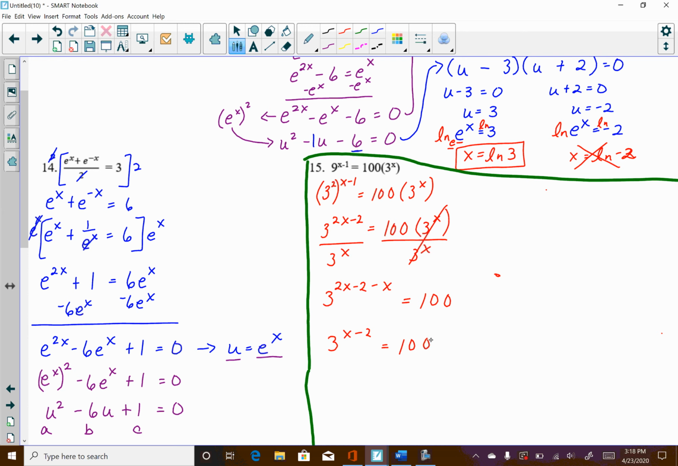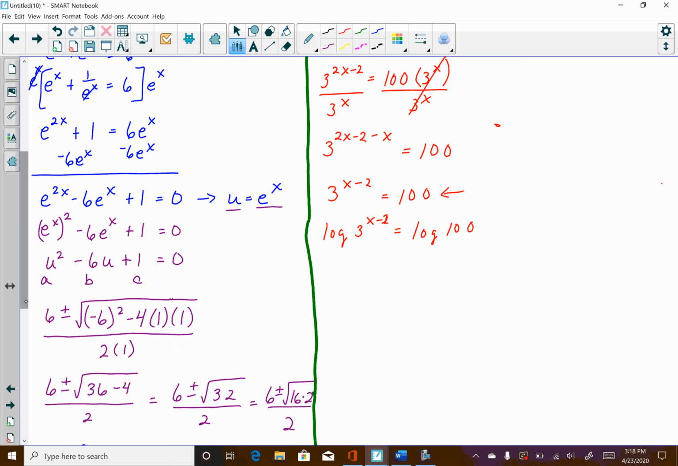I'm going to take common log this time. You'll hopefully recognize why I'm doing that. Mainly because over here on the right-hand side I have a 100, and I know that common log is base 10, and I can write 10 to a power and get 100. So if I take the log of both sides, it would look like this. The log of 3 to the x minus 2 equals the log of 100.